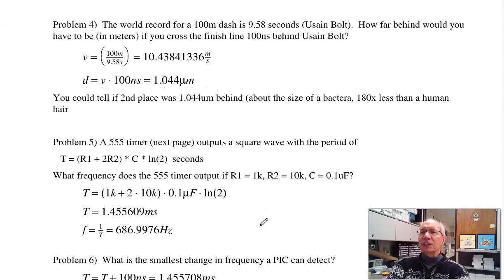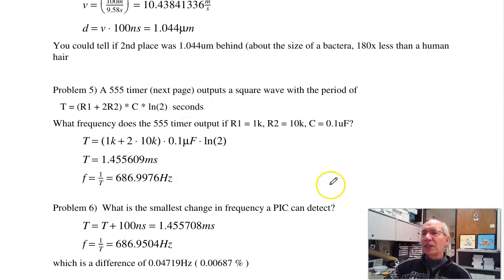Let's go distance. The world's fastest human is Usain Bolt. He can run 100 meters in 9.58 seconds. His average velocity is 10.43841336 meters per second. If the time changes by 100 nanoseconds, the distance he travels, velocity times time, is 1 micron. So if Usain Bolt had a bacteria on his nose, I can see that bacteria. I can measure time to 100 nanoseconds.